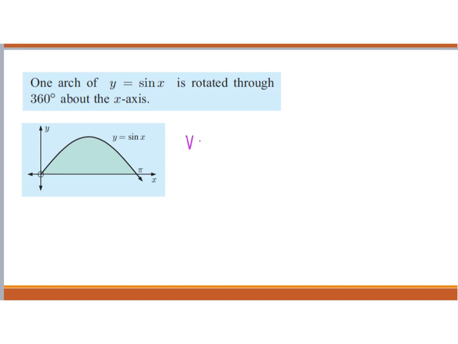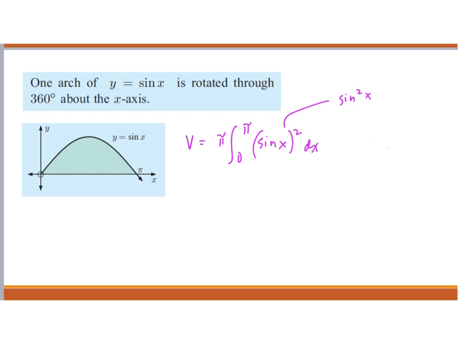So to look for the volume here, volume V will just be pi times the integral from 0 to pi of sine x squared, or you could write that as sine squared x, dx. So again, this is just sine squared x.